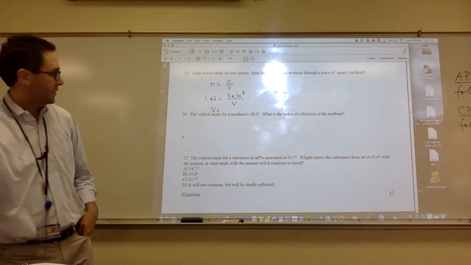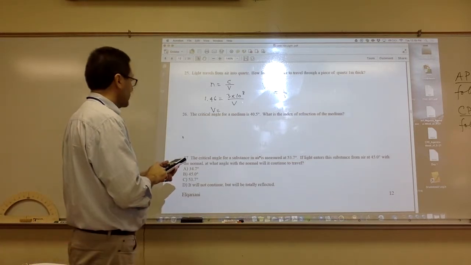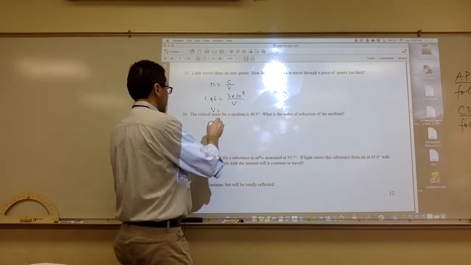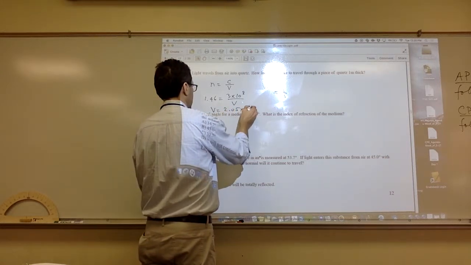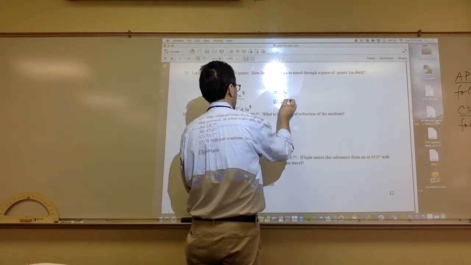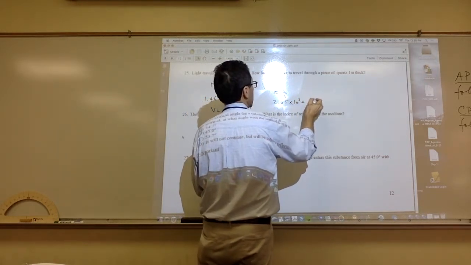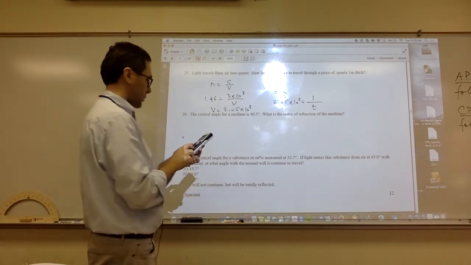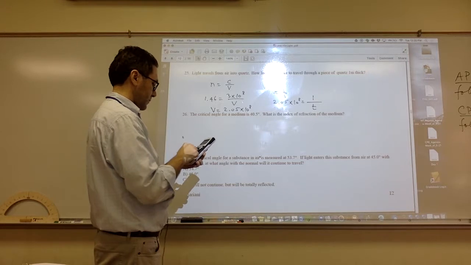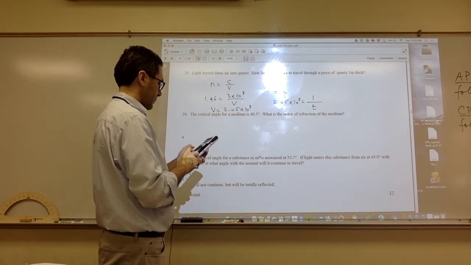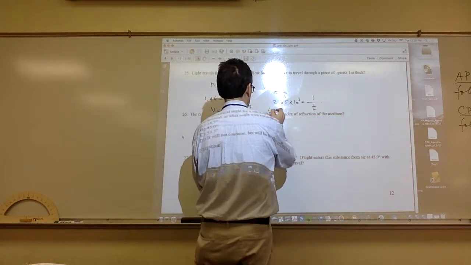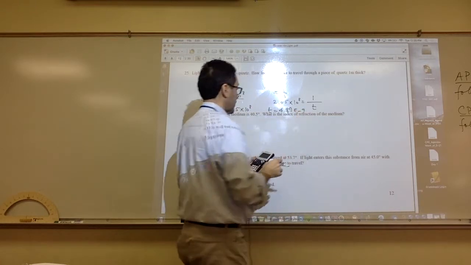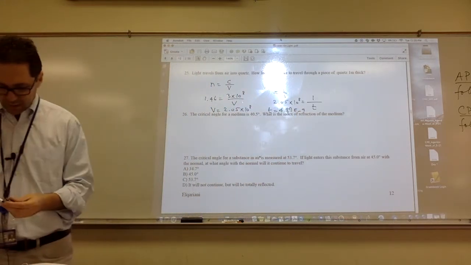okay, I didn't calculate the v, but we can do that quickly. 3 divided by 1.46. So this is going to be 2.05 times 10 to the 8. You bring that here, equals distance, which is 1 meter, divided by the time. So the time would be 4.87 times 10 to the negative 9. So it's basically 4.87 nanoseconds.